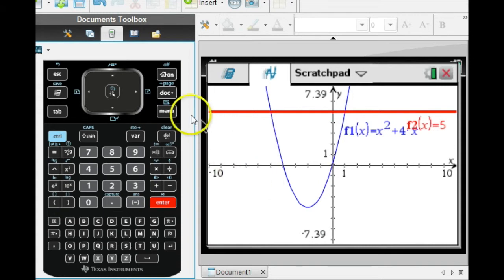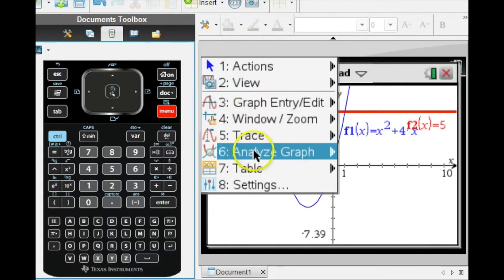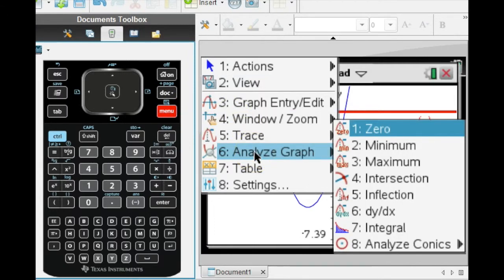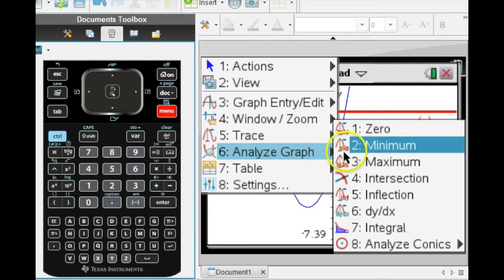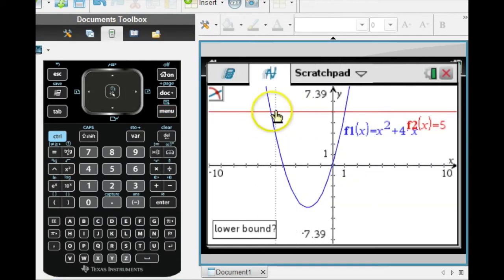So what I'm going to do here is go to the menu button. I click on my menu, then I go here to Analyze Graph. Now we've done this before. We found the minimum, the maximum. We found other things as well. But what we're looking for here is the intersection. I'm trying to see where these two lines intersect. So I click on option 4.